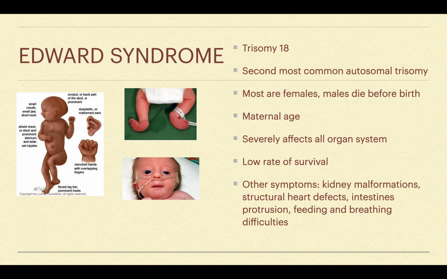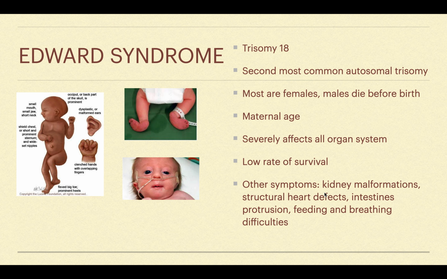Edwards syndrome is trisomy 18. It's the second most common autosomal trisomy, but it's still not very common. This mostly affects females because the males die before birth. It also depends on maternal age. The older the woman is, the higher the chances of having Edwards syndrome in their kids. This is much more severe than Down syndrome. It severely affects all of the organ systems, and thus it has a very low rate of survival.